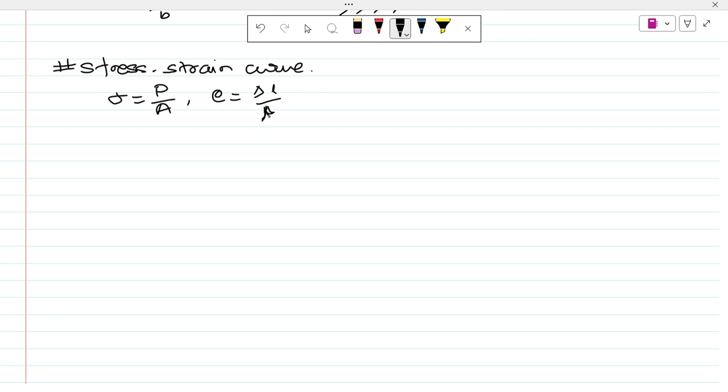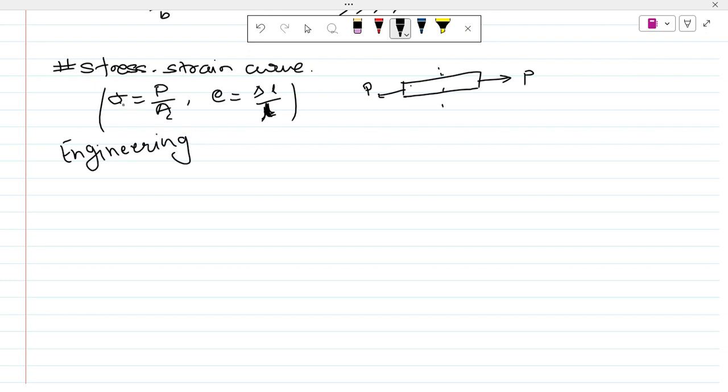Here, an assumption is taken that the cross section area will remain the same for all the deformation. This is not true because it deforms. The cross section area will change. Hence, these are the terms of engineering stress and engineering strain.